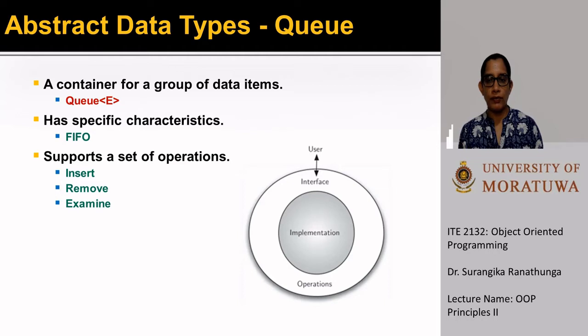The queue interface defines what operations can be executed on a queue. So these are insert, remove, and examine. But how these methods are implemented is not given in the interface. That is being designed by the subclasses.